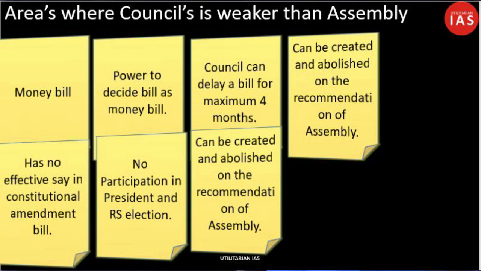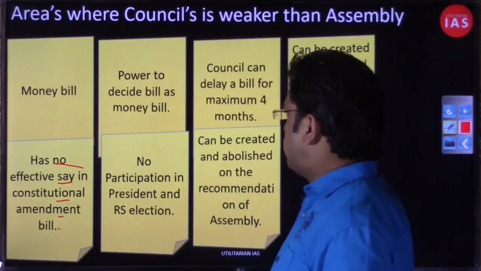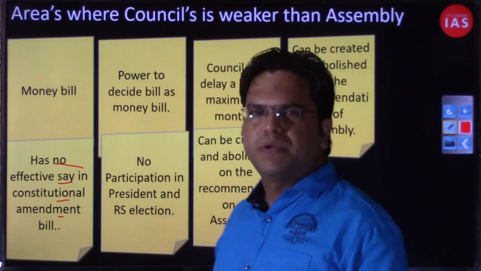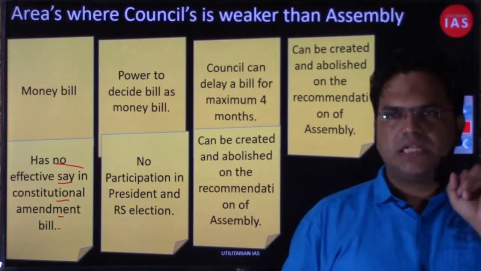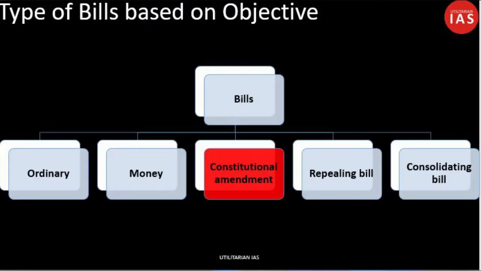Now the 5th point: the council has no effective say in a constitutional amendment bill. There are various kinds of bills. If you remember, when we were discussing the legislative process, we cited the ordinary bill, the money bill, and the amending, repealing, consolidating bill. Out of all these categories you have something called the constitutional amendment bill, which in short format we describe as CAB.